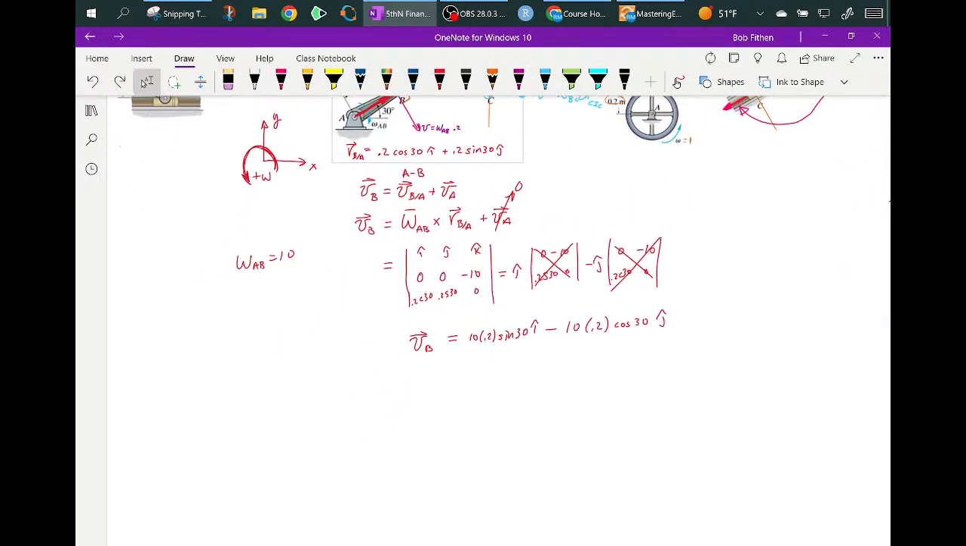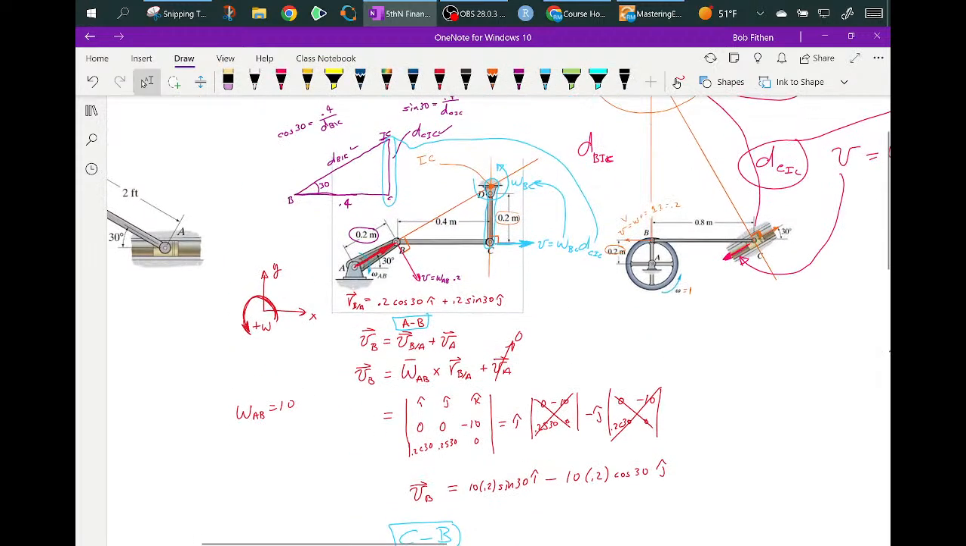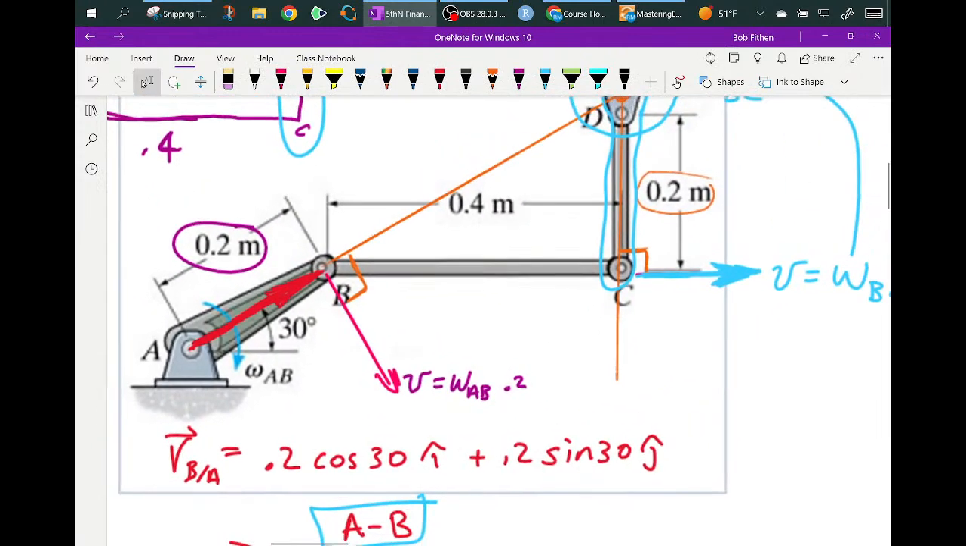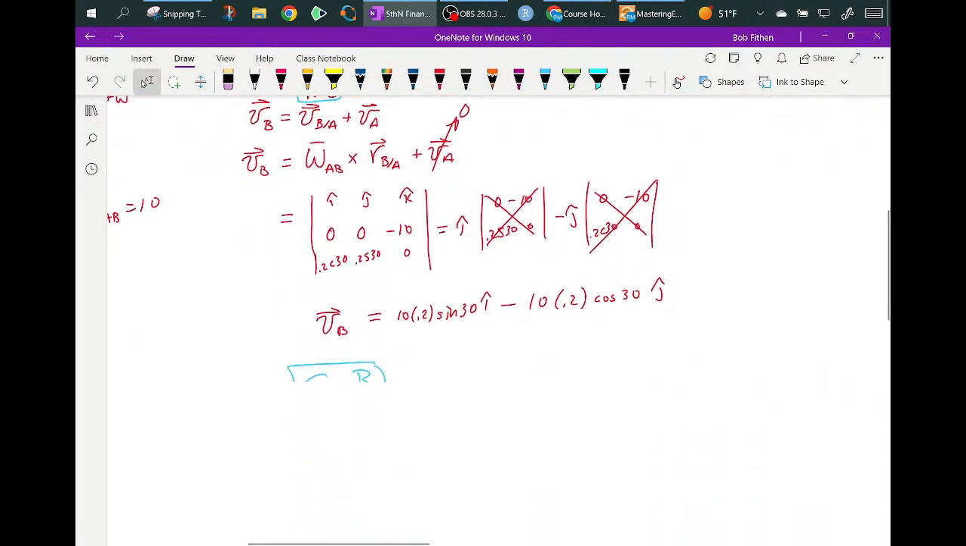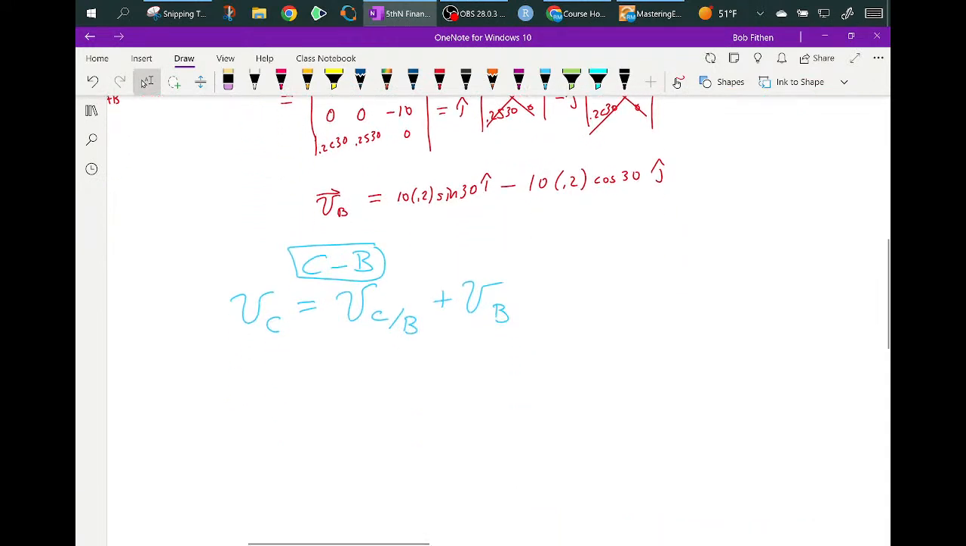Now you can write your link from velocity of, say, C is equal to velocity of C relative to B plus velocity of B, implying that you've got a C and a B on the same link. So there's your link CB. Here's your link AB. C and B sit right there. Here they are. So pretty simple.